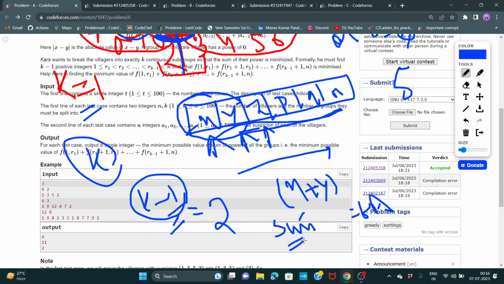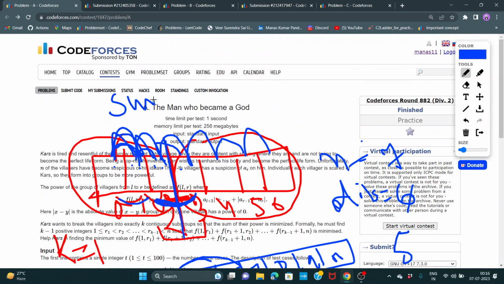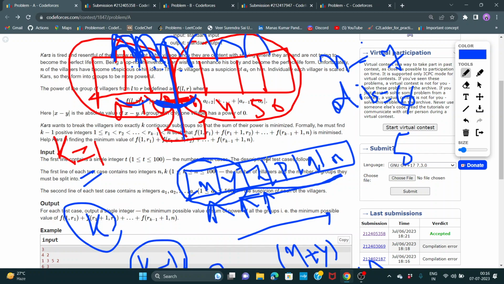Okay, and the sum variable stores all the absolute difference values. Like sum is the absolute of a2 minus a1, plus a3 minus a2, and so on, all the values. Okay, so this is the problem. This is a simple greedy problem, because if I remove the maximum values, then I can minimize the cost. So this was the simple problem.